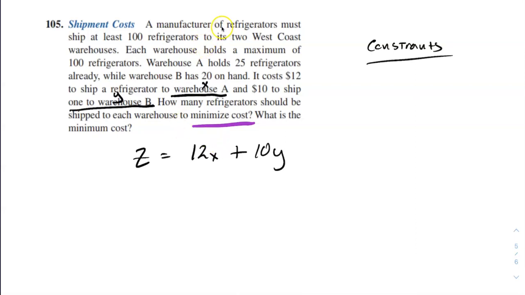So the manufacturer must ship at least 100 refrigerators to 2 warehouses. So if I add X plus Y, it must be greater than or equal to 100. Right, I have to ship at least 100 refrigerators to both of those warehouses together. Each warehouse holds a maximum of 100 refrigerators, so they're saying X must be less than 100, and Y must be less than 100.